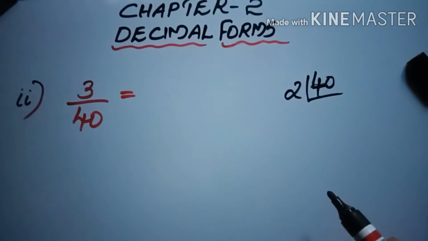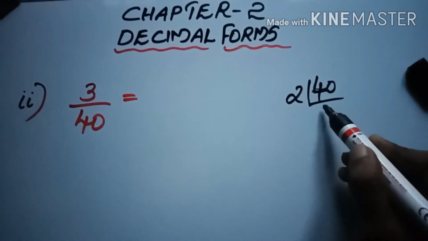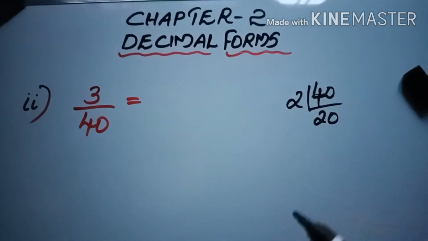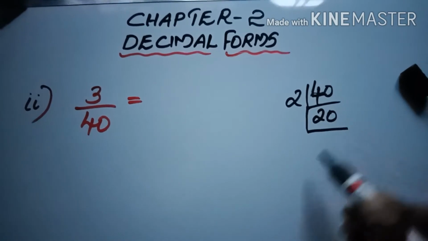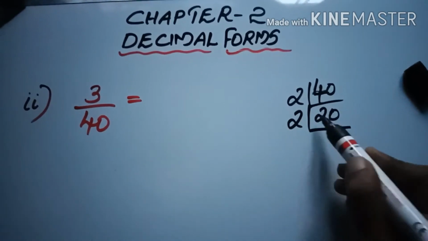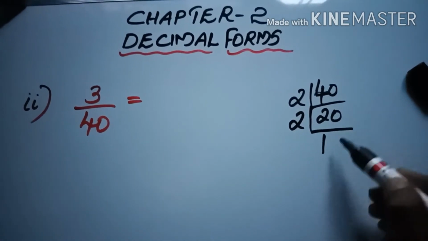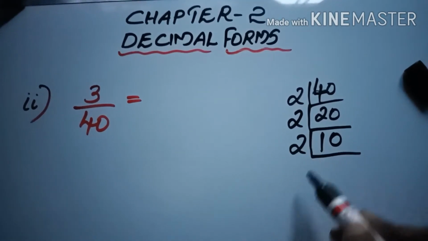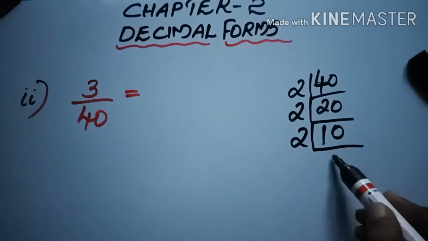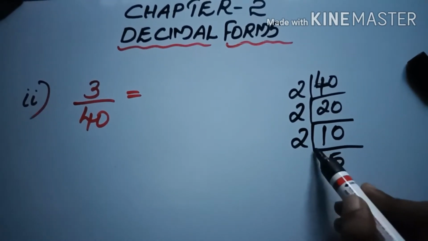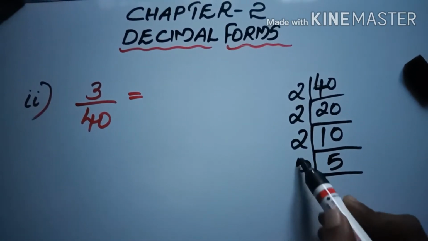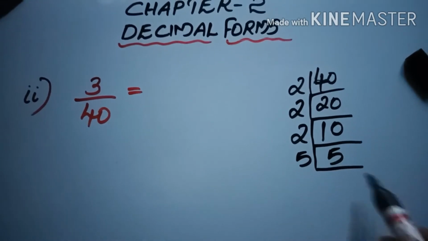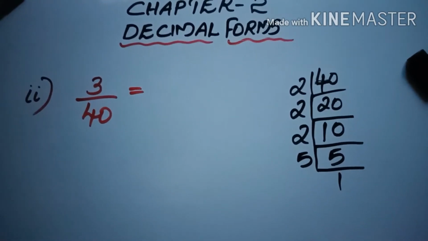Okay, so 40, which number we can consider here? 2 we can consider here. So in 40, 20 times 2 is there. Again factorization with 2. So in 2 only 1 2, 1 0 balance here. Again factorize with 2. In 10 how many 2s? 5 2s are there. Again factorize with 5, because in 5 only 1 5.